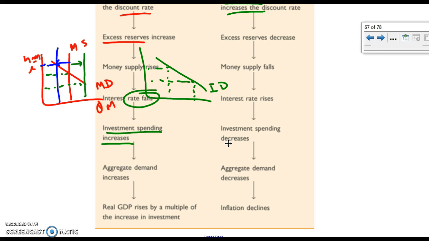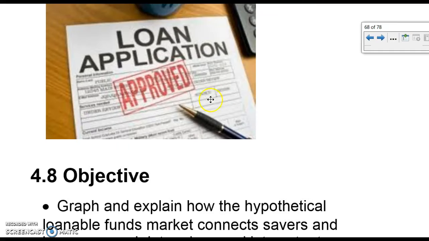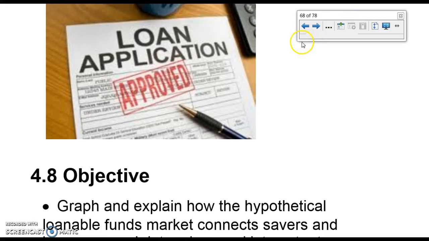So that's a very quick summary of how the money market is structured and how we use it to help explain expansionary and contractionary monetary policies. And that is the end. You should be able to do the money market activity based on those notes.